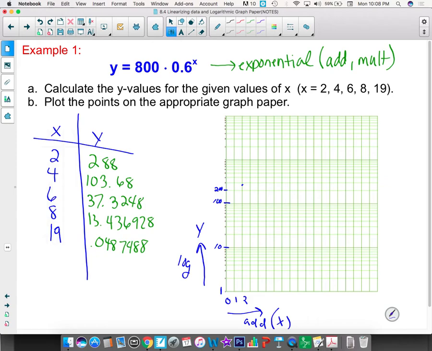And then 4, 103.68. So 100, 103.68. And then 6, 37.3. So 10, 20, 30. So 6, 37.3 is going to be in there. And 8, 13. So it'll be 10. 13 is going to be in there-ish. And then we got 19, and we're pretty much about 0. So 9, 10, 11, 12, 13, 14, 15, 16, 17, 18, 19. So it's out there. And that one doesn't look like it lines up very well.